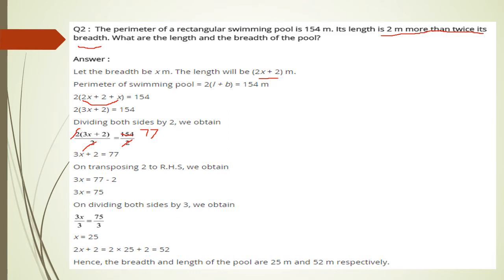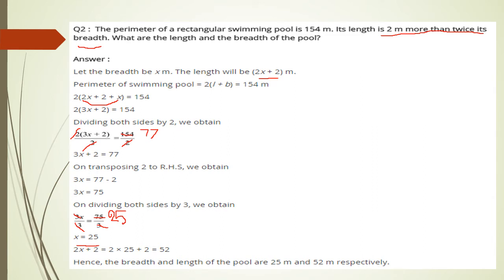Children, I'm dividing both sides by 3. Here 3x equals 75 is there, and to simplify this, we divide both sides by 3. So 3x by 3 equals 75 by 3. Here 3 and 3 get cancelled. 3 ones are 3, 3 25s are 75. Therefore, x is equal to 25.